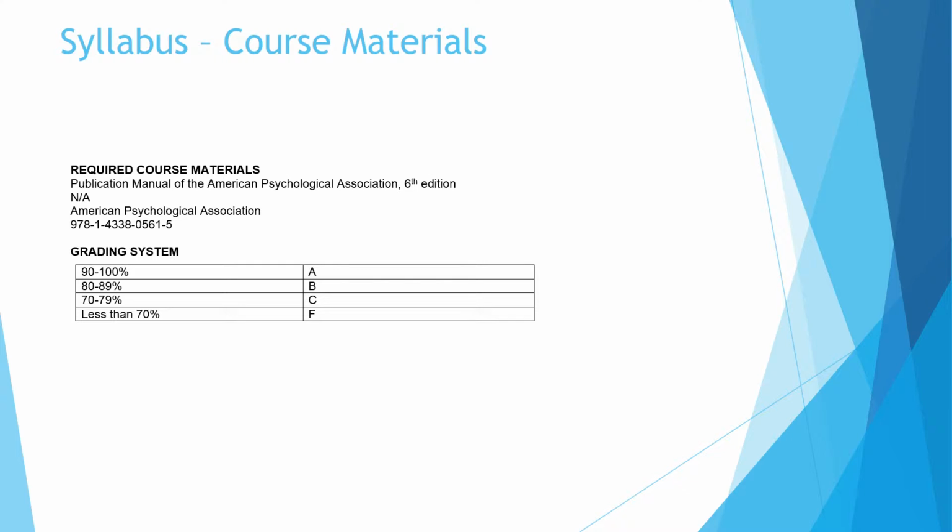The required materials for the class are fairly inexpensive. You should already have the APA publication manual. Everything else will be coming out of the Kaiser Online Library, and we'll be talking about that a little bit later. The grading system is the standard Kaiser graduate school format, A's, B's, C's, and F's, no D's here, and you see the percentages that you need to achieve.